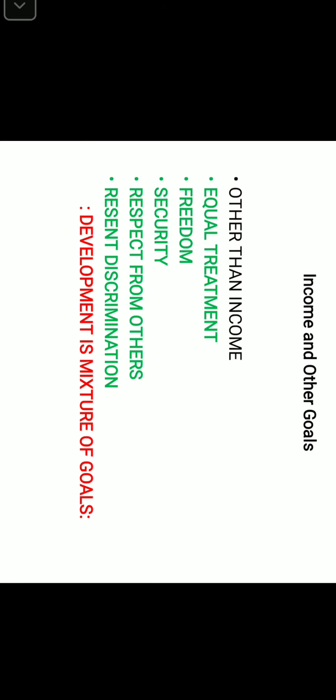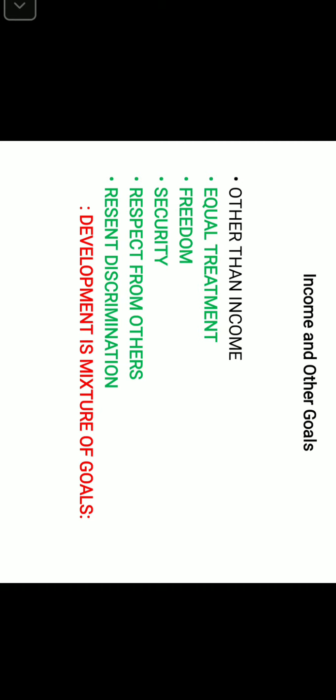So here, there are some other criteria also essential along with income. What are they? Equal treatment, freedom, security, respect from others, and there should not be discrimination. These are all also important. Whether income is more important than these other criteria, or these other criteria are more important, depends on the situation. So income itself is not enough to decide development.